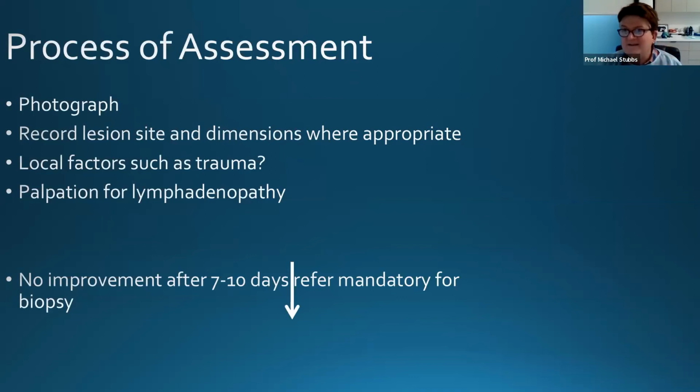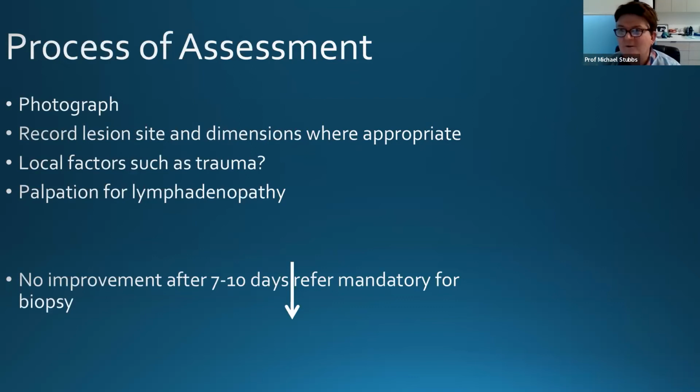Secondly, you've got an objective record of what the lesion looked like. So when you refer it on, just imagine the colleague doesn't see the patient for 3 or 4 weeks. They've got a photograph to compare if it's got bigger or smaller, or otherwise they're just reading your notes. And also eliminate the obvious trauma.